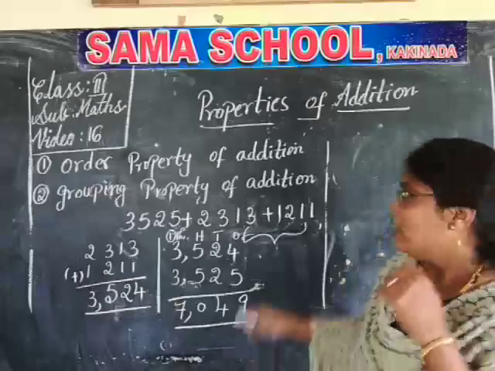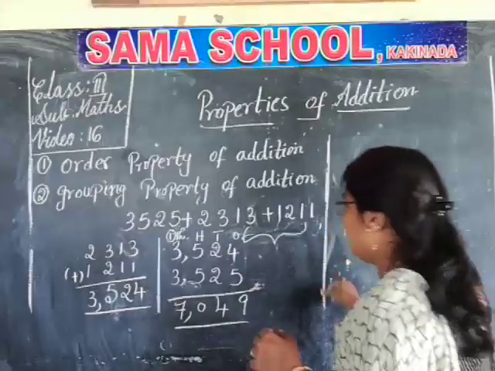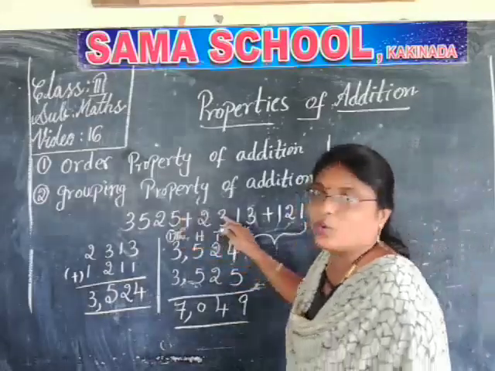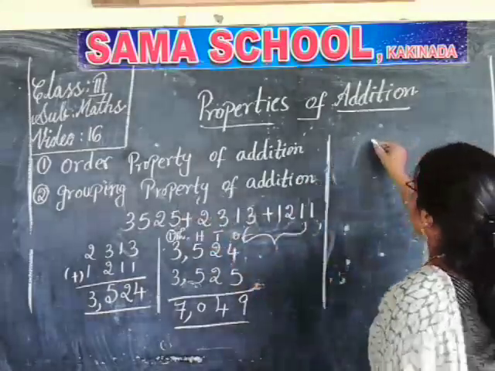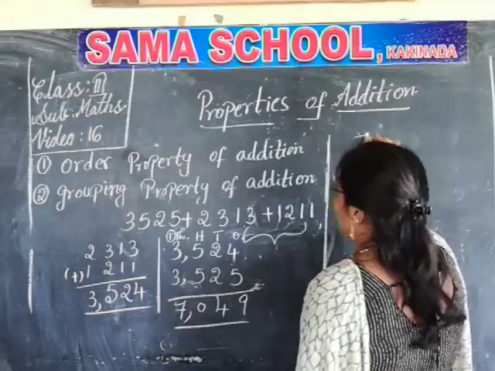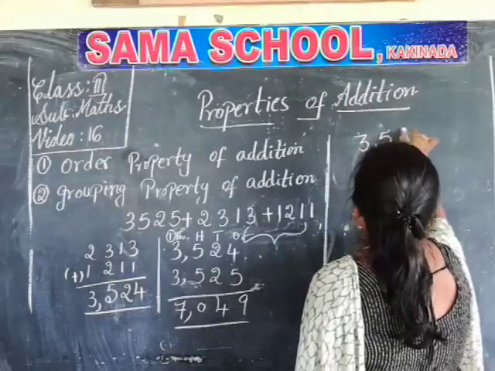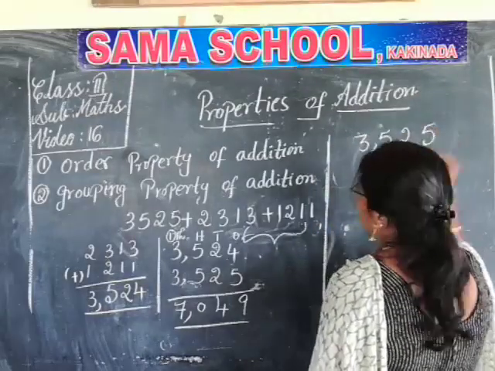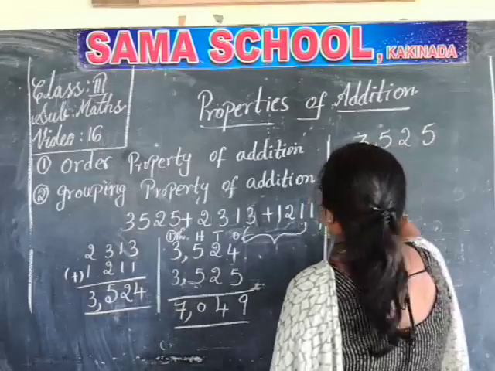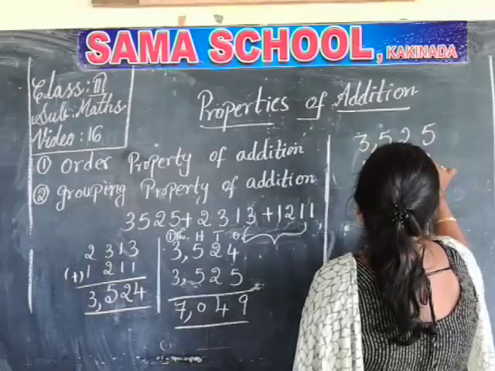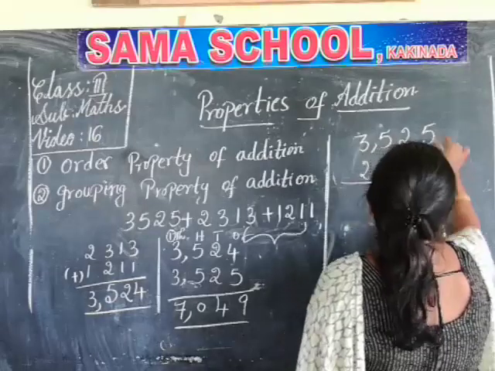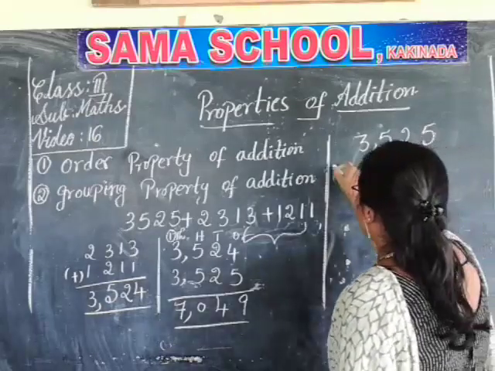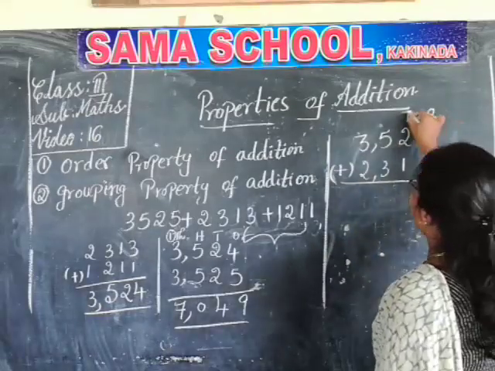Now let us see by adding these two numbers first. Let's add 3525 and 2313. Keep the addition sign, write the place values.